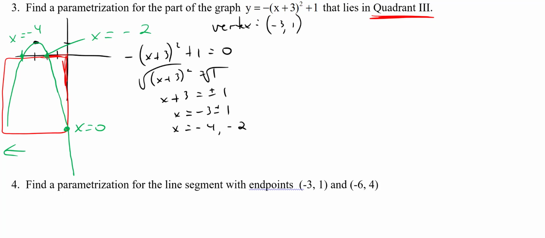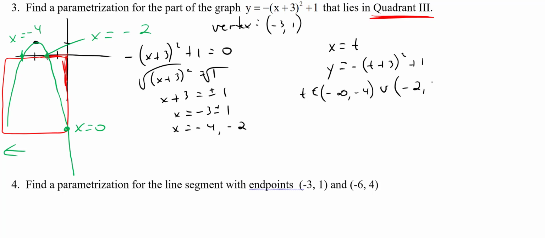All right, so if I put this all together, the first part's super easy. x equals t. y is equal to negative (t plus 3) squared plus 1. Okay, and the restrictions are, look what the x values are. It's from negative 4 to negative infinity, so I will say t is negative infinity to negative 4. I'm going to put a parenthesis there because again it's got to be in quadrant 3, which means it doesn't include that value. Okay, union negative 2 to 0. That's it. That's my answer.